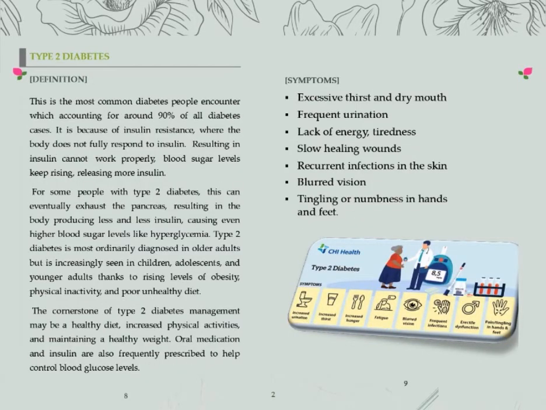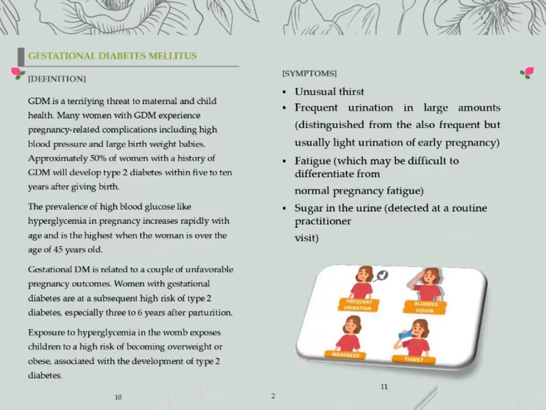Next is type 2 diabetes. This type of diabetes is due to insulin resistance, where the body does not fully respond to insulin. Insulin cannot work properly and causes the blood sugar to keep rising. To compare it with type 1 diabetes, type 2 diabetes is often milder than type 1, but it can still cause major complications. Type 2 also raises your risk of heart disease and stroke.